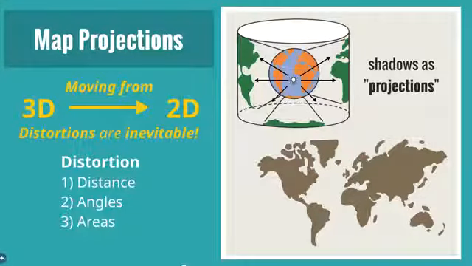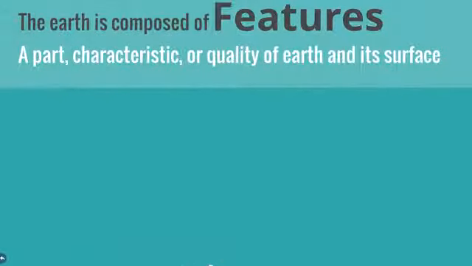Once we determine what we want to map or include within our GIS, we have to make a determination of how we want to do so. In that sense, we have to take a step back and recognize that the Earth is made up of various features. Now, features in technical terms simply refer to the parts, characteristics, or qualities of the Earth and its surface. So that could include roads, streams, mountain ranges, as well as temperature and elevation.